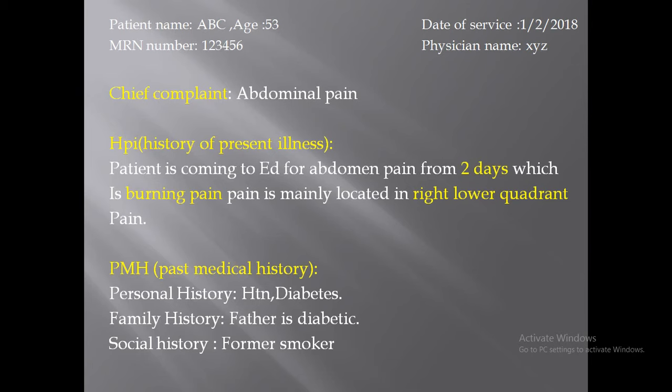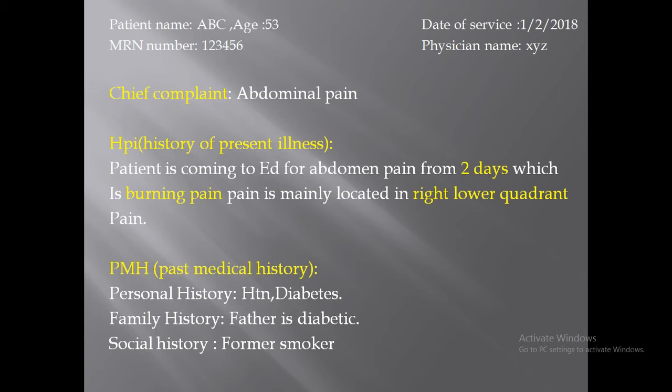Firstly, chief complaint. What is chief complaint? Chief complaint is nothing but the reason for which the patient is coming, with what complaint he is coming. That is chief complaint. Then HPI, history of present illness. In this, the patient's condition is explained in detail, like duration, quality, location, each and everything is explained in the history of present illness.